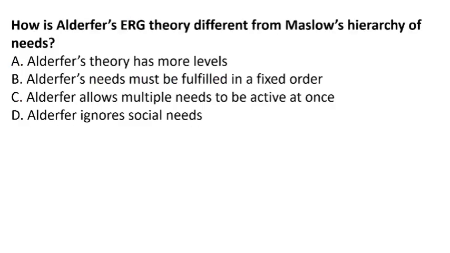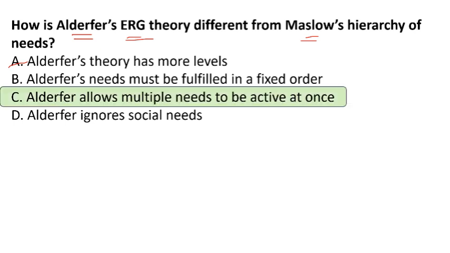Next question. How is Alderfer's ERG theory different from Maslow's hierarchy of needs? A. Alderfer's theory has more levels. B. Alderfer's needs must be fulfilled in a fixed order. C. Alderfer allows multiple needs to be active at once. Or D. Alderfer ignores social needs. So how is it different? Alderfer allows multiple needs to be active at once.